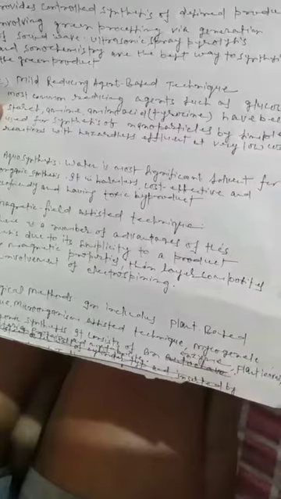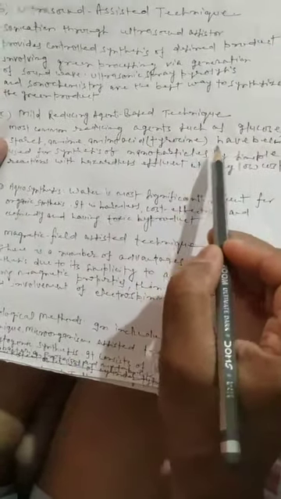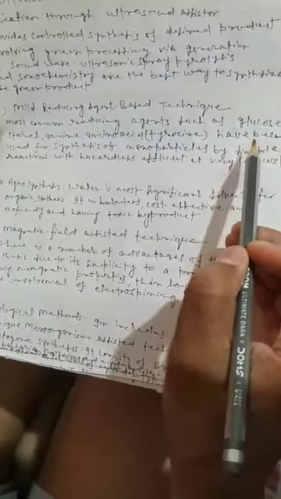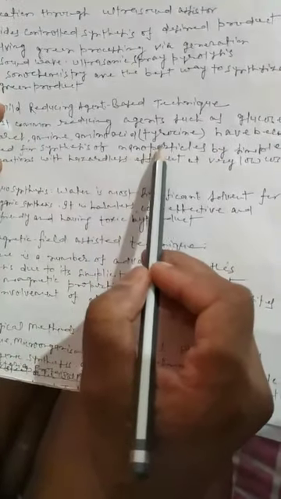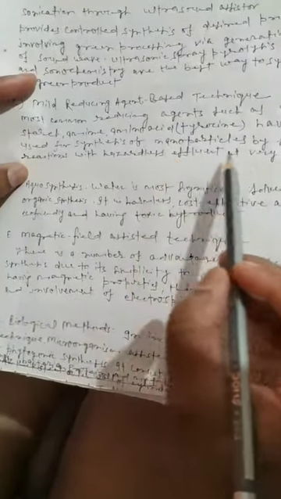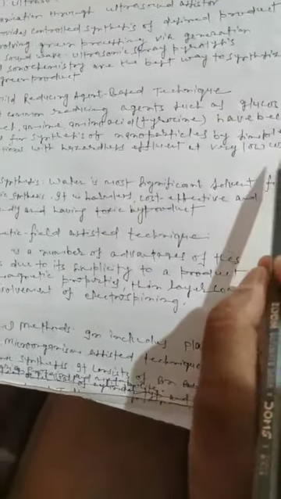Third one is the mild reducing agent based technique. Most common reducing agents such as glucose, starch, amine, amino acid, tyrosine have been used for synthesis of the nanoparticles by simpler reactions with harmless effluent at very low cost.